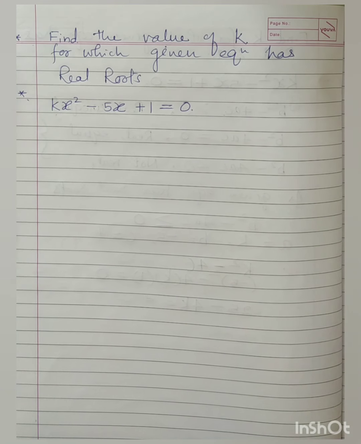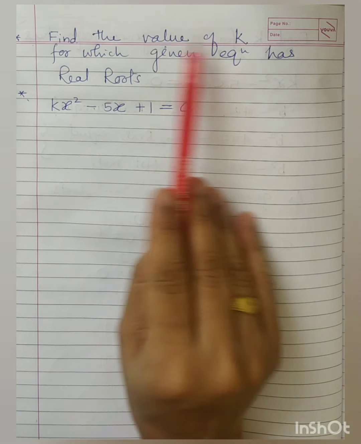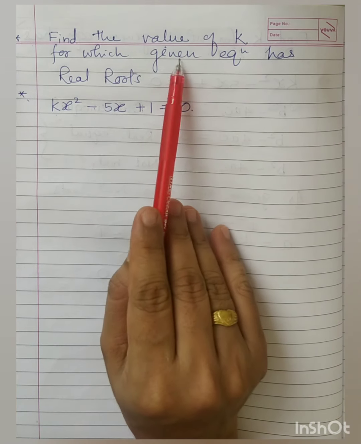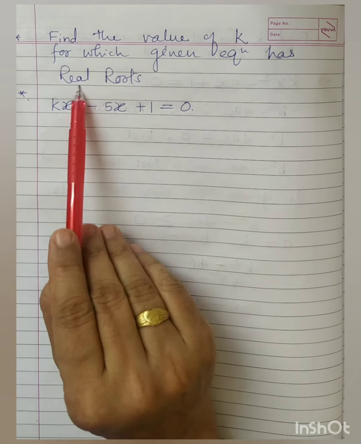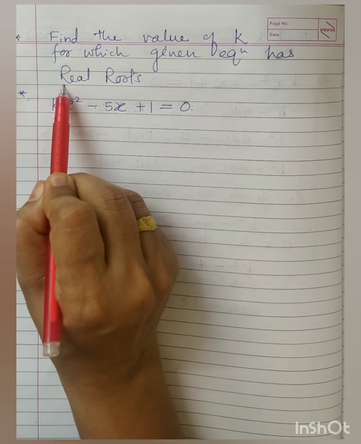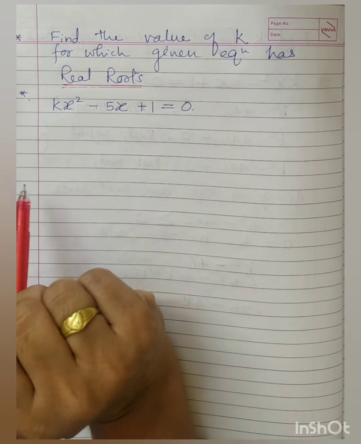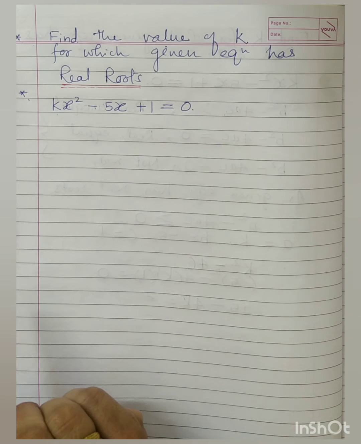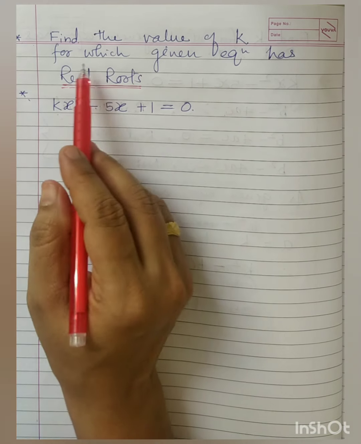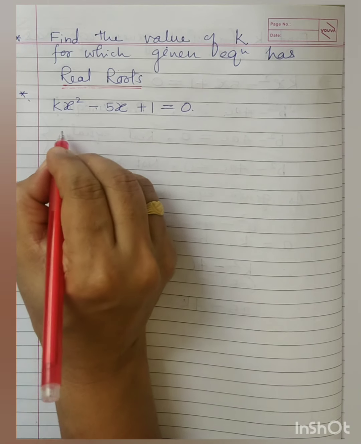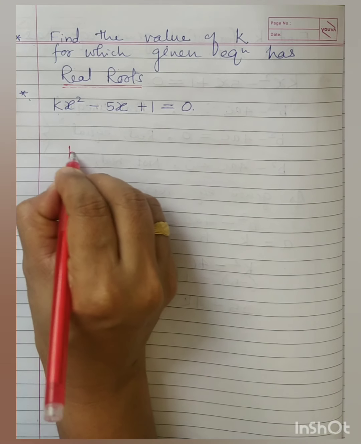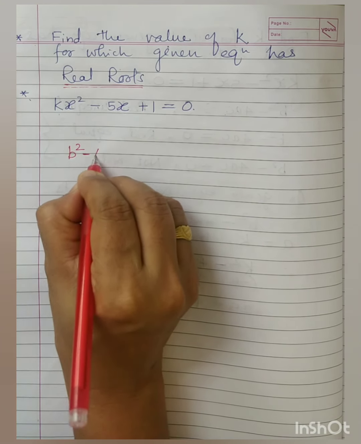See one more example. Find the value of k for which the given equation has real roots. Did you notice the difference here? The statement is real roots. Okay. What was the previous question? Equal roots. Now when we talk about real roots, let's just revise what we have studied.